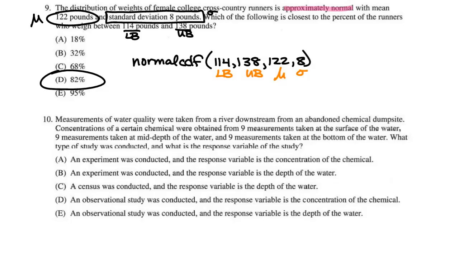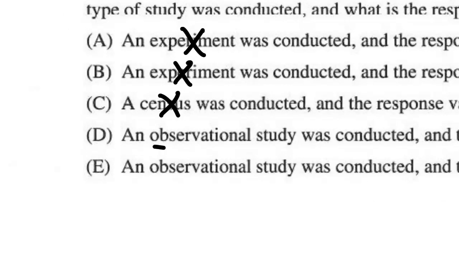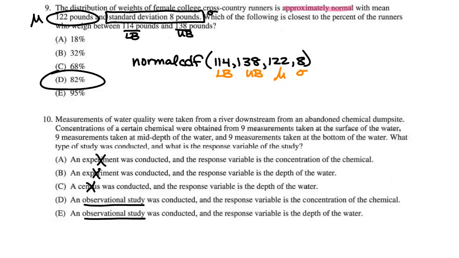Most of us got this one right. Is this an experiment? No. There's no treatment being imposed on the water. A census would mean that you have to talk to or get information from every single member of the population. Well, if the population is all the water, we can't go and get information from all the water. So a census does not make sense in this situation at all. So this is an observational study.